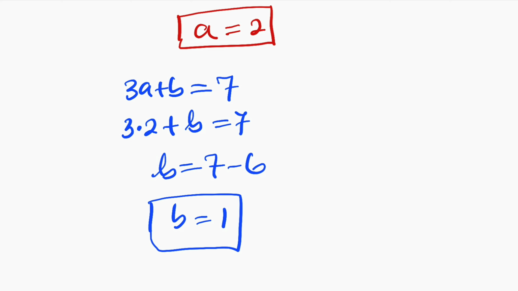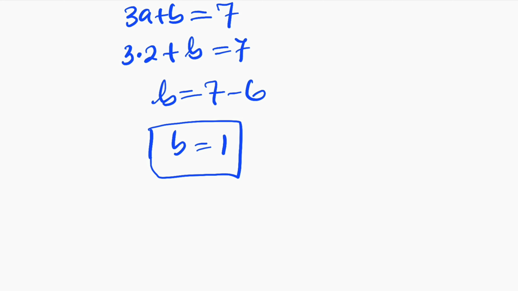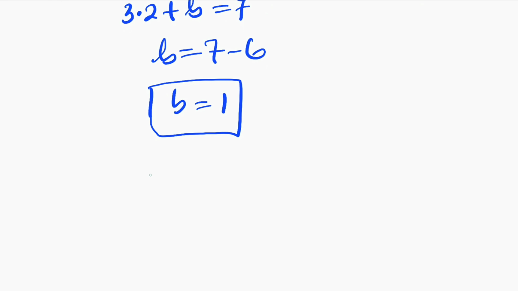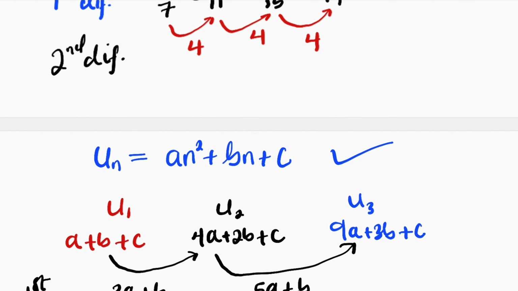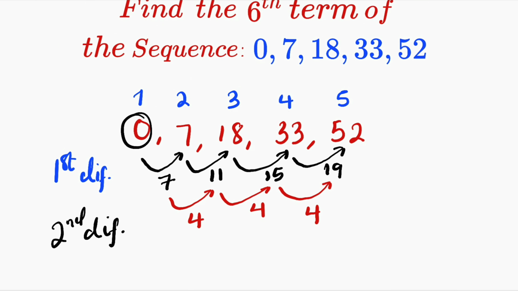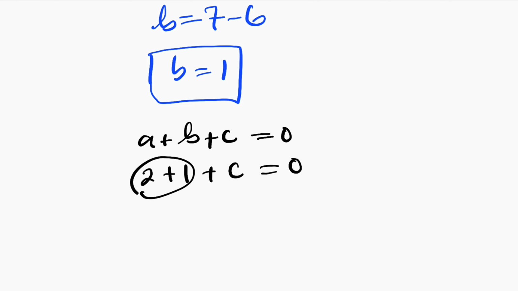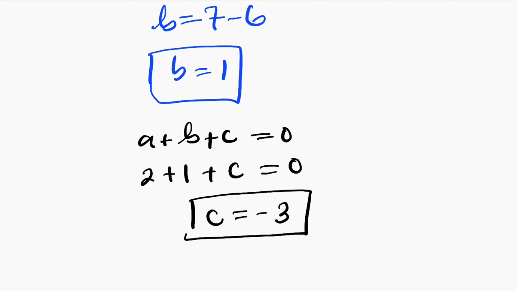What else? We need to find c. When n is 1, you can see we have a plus b plus c. And remember, when n is 1, we have 0 from the original sequence. So this is equal to 0. A is 2. B is 1. C is what we are looking for. This is 3. If you take it to the other side, it becomes negative, and c is equal to negative 3. Yay! We have obtained a, b, and c.